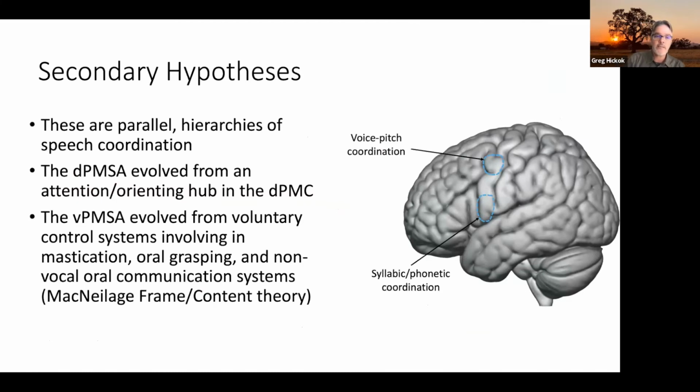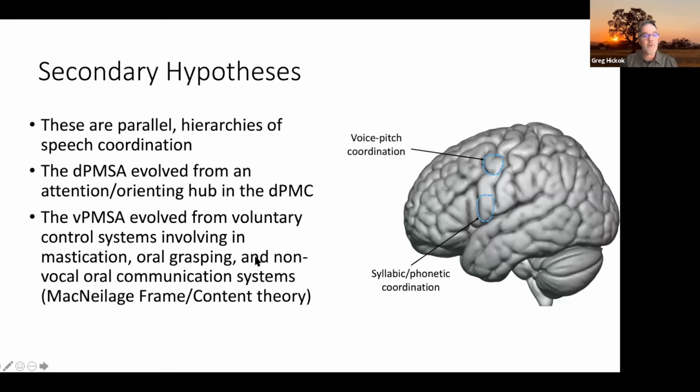All right, there are a set of secondary hypotheses that we're going to focus on for the rest of the talk. One is that these networks are not phrenological islands; they are part of parallel hierarchies of speech coordination. That the dorsal premotor speech area, and this is where things get interesting, I didn't expect to go in this direction, but that's where the data pointed, evolved from an attention/orienting hub in dorsal premotor cortex. This may be the most controversial aspect of what I'm saying today.